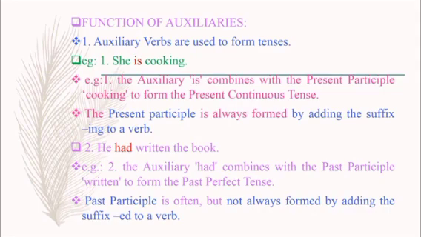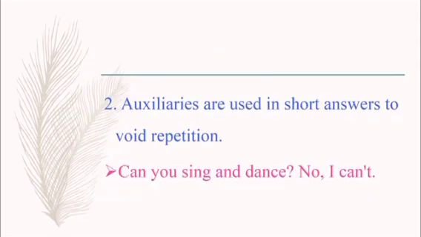Here, the auxiliary had combines with the past participle written to form the past perfect tense. So what is meant by past participle? Past participle is often but not always formed by adding the suffix ed to a verb. The second function is that auxiliaries are used in short answers to avoid repetition. Example sentences: Can you sing and dance? No, I can't.